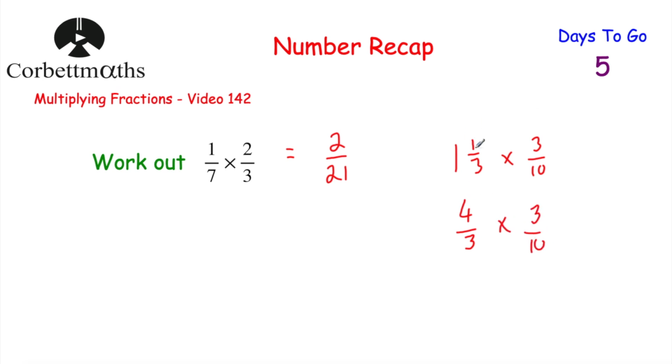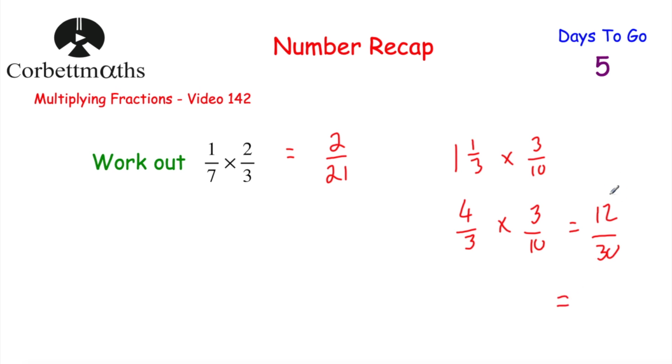So if you've got a mixed number, you just make it a top-heavy fraction to begin with, and then you just multiply the numerators and multiply the denominators. 4 times 3 is 12, and 3 times 10 is 30. So the answer there would be 12 30ths, but you can cancel that down. You can divide both of these numbers by 2. You can actually divide both of these numbers by 3 or by 6. I can actually divide them both by 6.